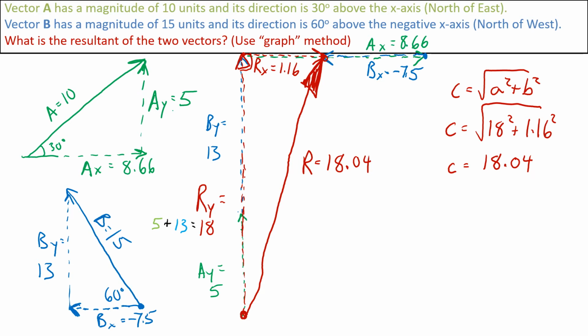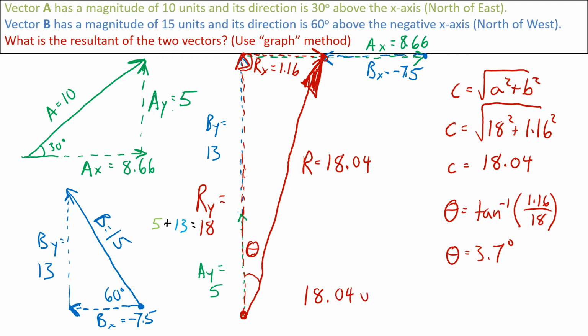Now don't forget, we also have to find the direction. So let's find the angle. That's fun, right? We'll do the inverse tangent. And you get about 3.7 degrees. So after all that work, our resultant is 18.04 units, 3.7 degrees east of north.